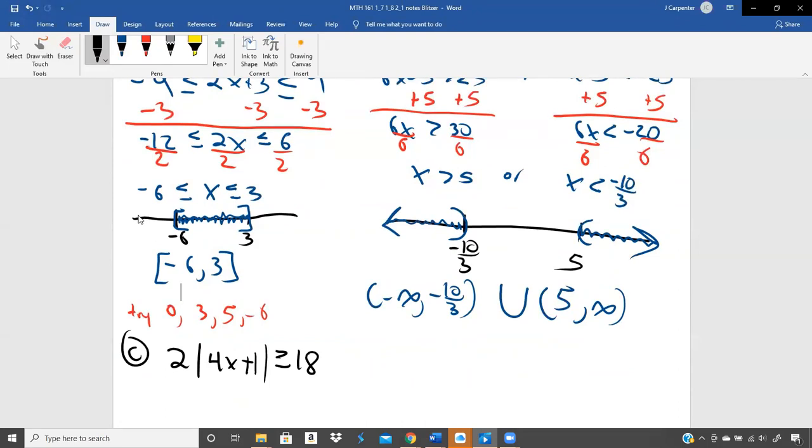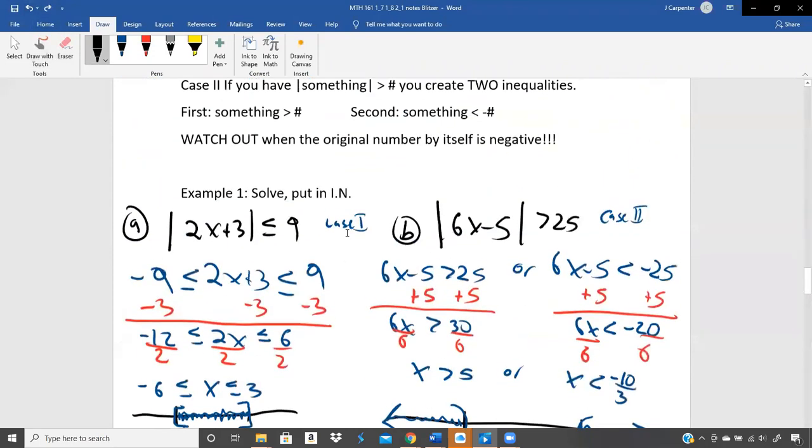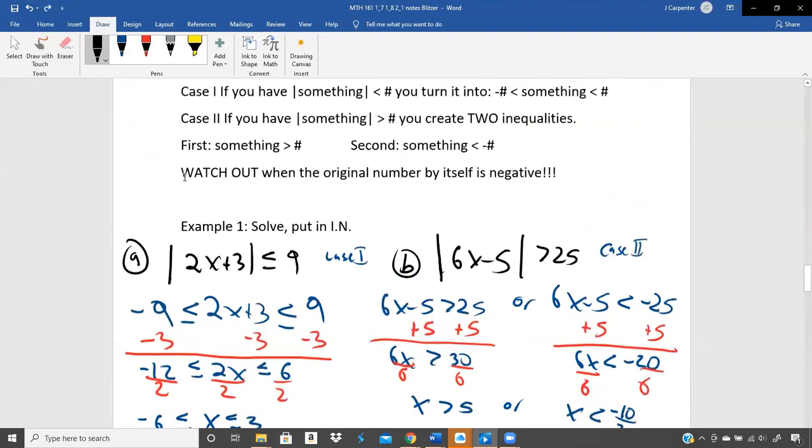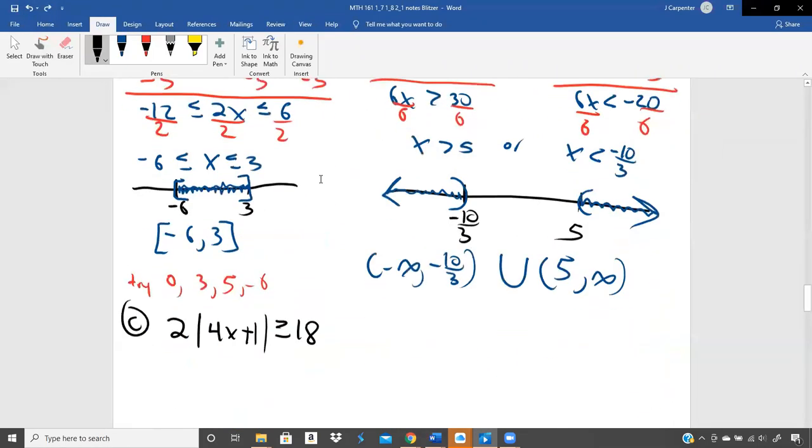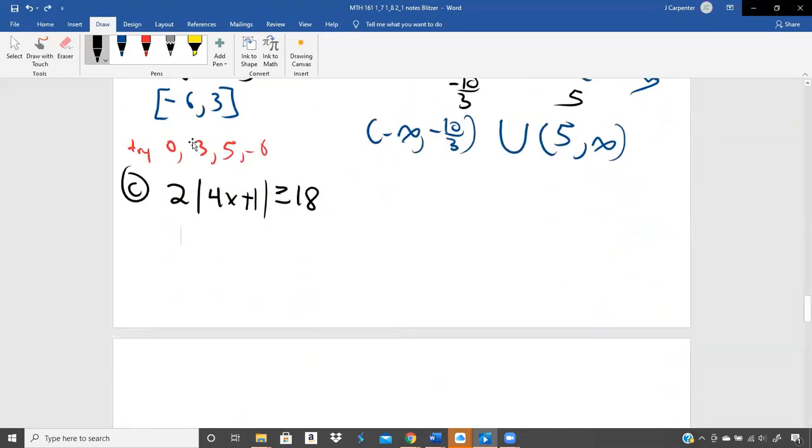Now, some people say, oh, you go ahead and separate the cases. Bad idea, because the absolute value is not isolated. This 2 has got to go. I will admit the 2 isn't technically causing a problem because it's positive. If it was negative, it would be causing a massive problem. I even mentioned that you have to watch out when the original number by itself is negative, but I will admit we won't be doing any of those examples. It's another case of it got trimmed out.